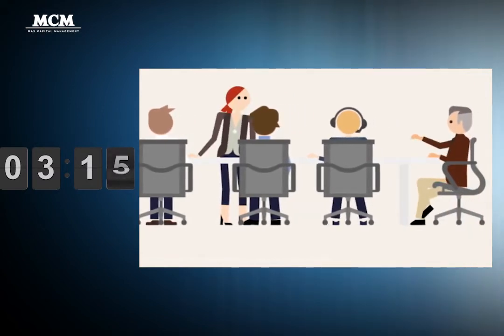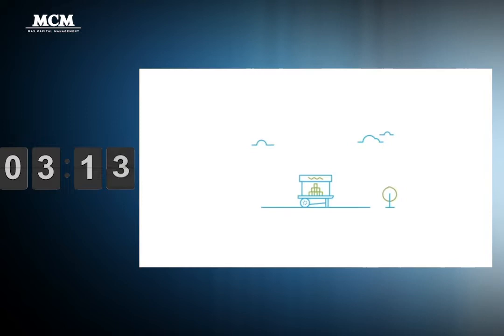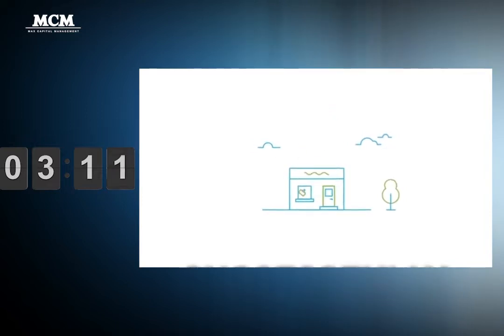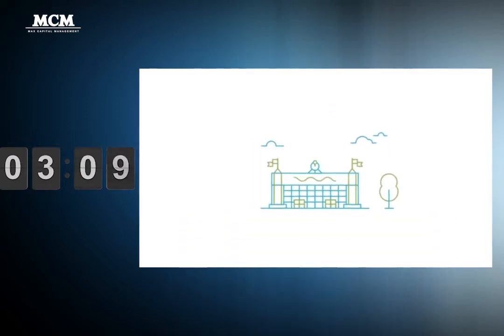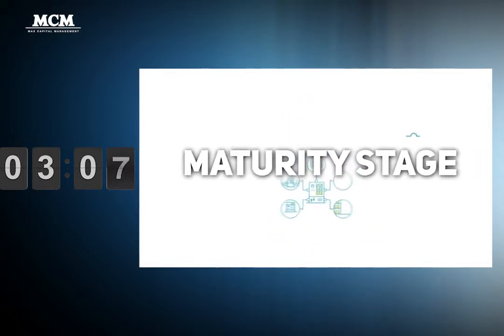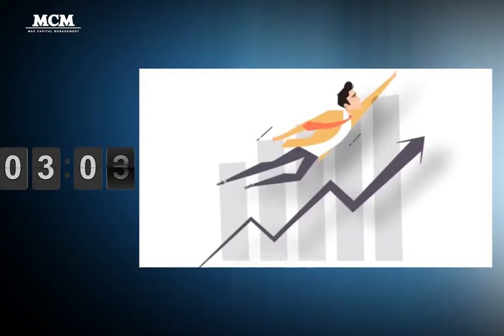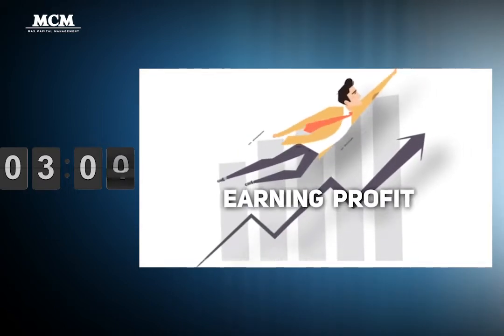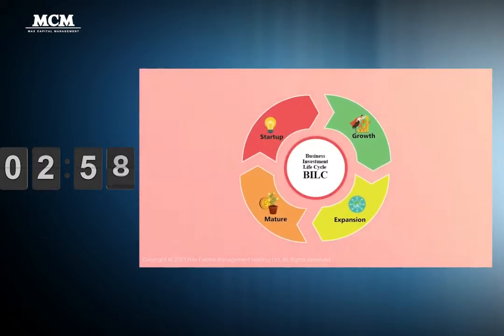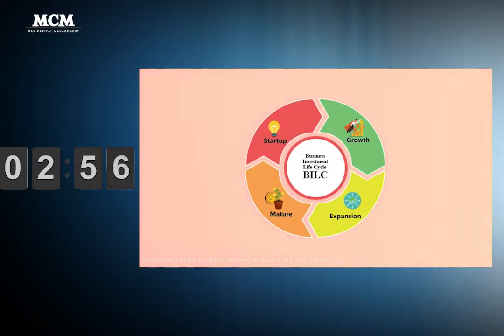Mature. When a business has gone through the previous three stages successfully, then the business has reached its maturity stage. Now, a business has gained the necessary stability and it's indirectly earning an annual profit. This is how the BILC framework works.